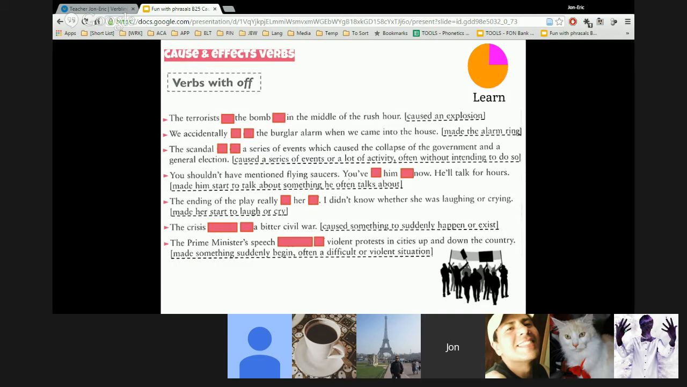Okay. Sounds good to me. So in this case, setting her off doesn't mean getting her to talk. It means evoking an emotion. It really set her off. I've got to say that this is more of a British way of using the phrasal verb. Because in American English, set off, it's not so much for crying.